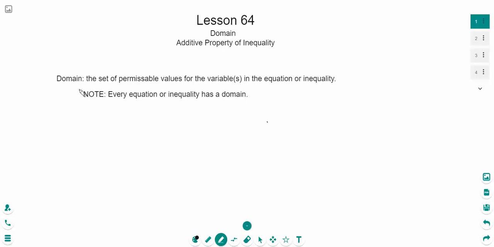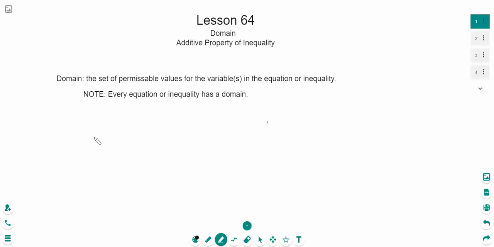The domain is the set of permissible values for the variables in the equation or inequality. And then there's kind of a side note here. Every equation or inequality has a domain. So why don't you write that down? Pause the video, write that down, and then unpause the video, and we'll continue in a little bit more detail.